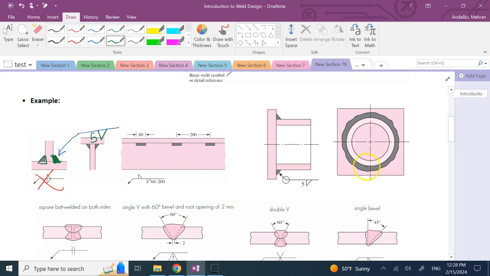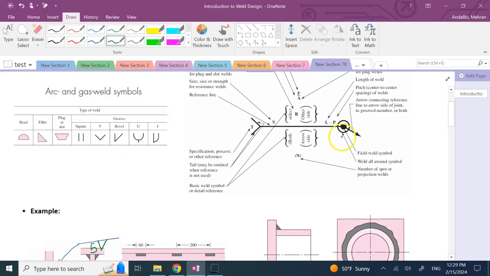Now, if I wanted all around a circular junction, a circular connection, right? If it's all around, then I put the circle at the corner point. That means this weld has to be all around, as you can see over here. So that circle means what? All around. If it has to be done in the field, then I can put this basically filled circle right here.